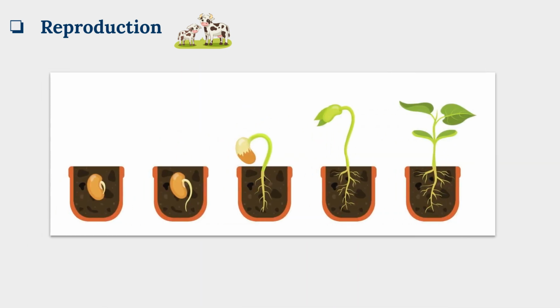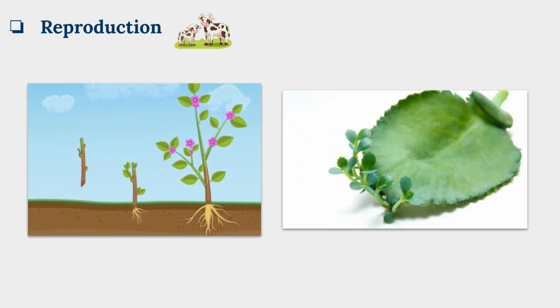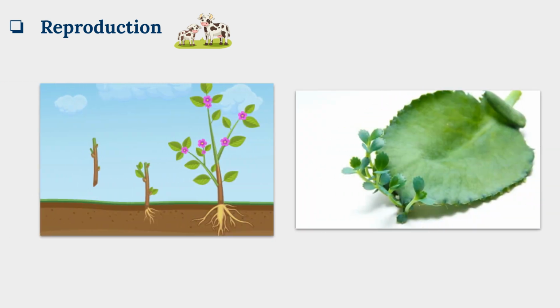The means of reproduction varies for plants as well. Most plants reproduce from seeds. There are other ways of producing new plants as well, such as from stem cuttings or from leaf margins.